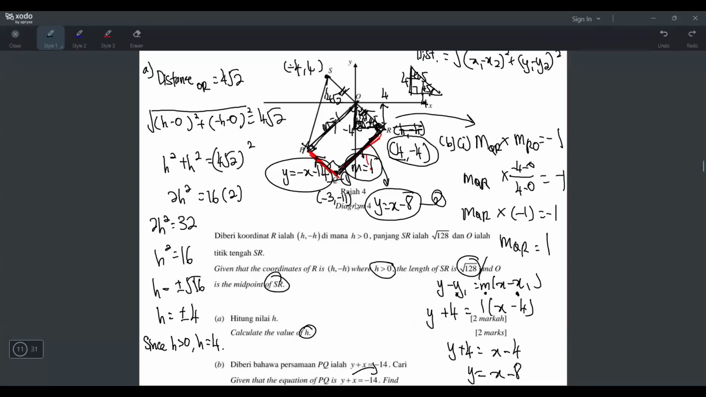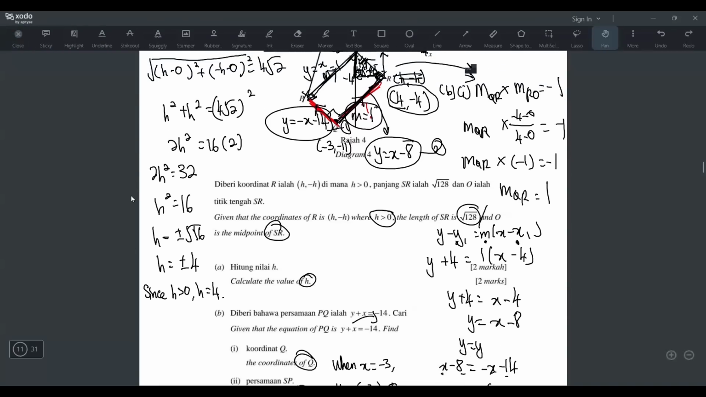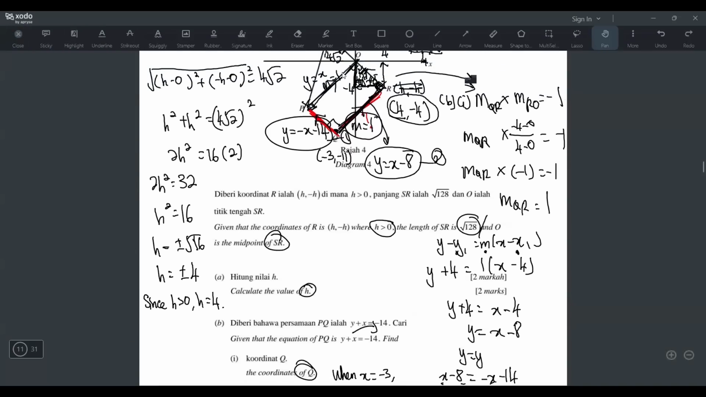And we don't even need to use this formula to find the equation because the gradient and y-intercept is already written. It's y equals mx plus c, right? So m is 1, so 1x. The 1 tak payah tulis, plus c, the c is 0. So it's x plus 0, which is just y equals x lah, plus 0 tak payah tulis. So now we all know this line equation is y equals x, right?